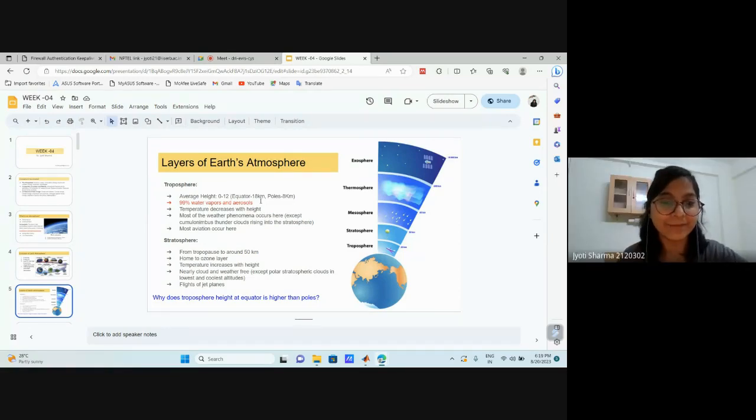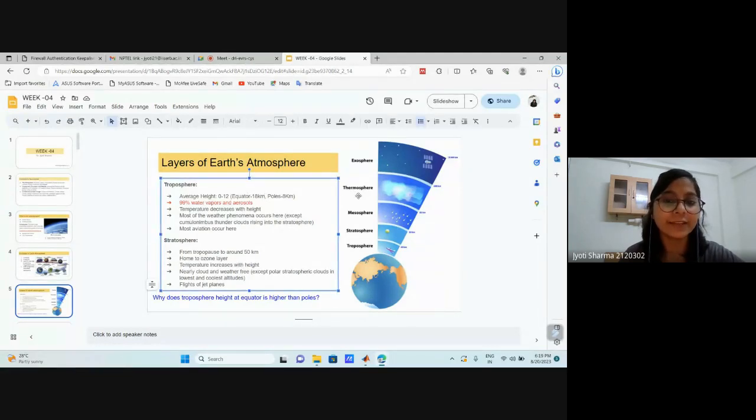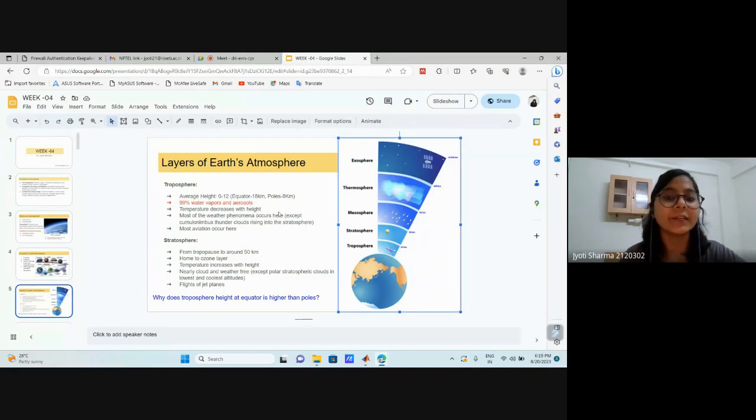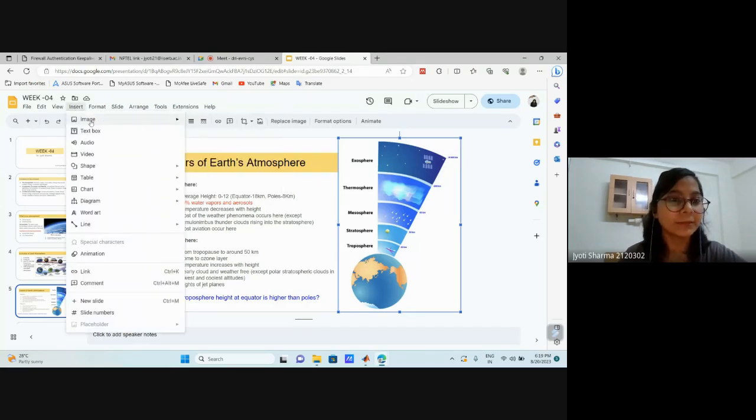Exactly. Your answer is very much right. Let me explain it. At the equator, the solar heat is direct. Because of higher solar heat, air rises to a higher height, but at the poles we have cooler air and we don't have those convectional currents. Because of convectional currents at the equator, the troposphere height reaches up to 18 kilometers, but at the poles it is 8 kilometers. Khushbu, you were right. Thank you.